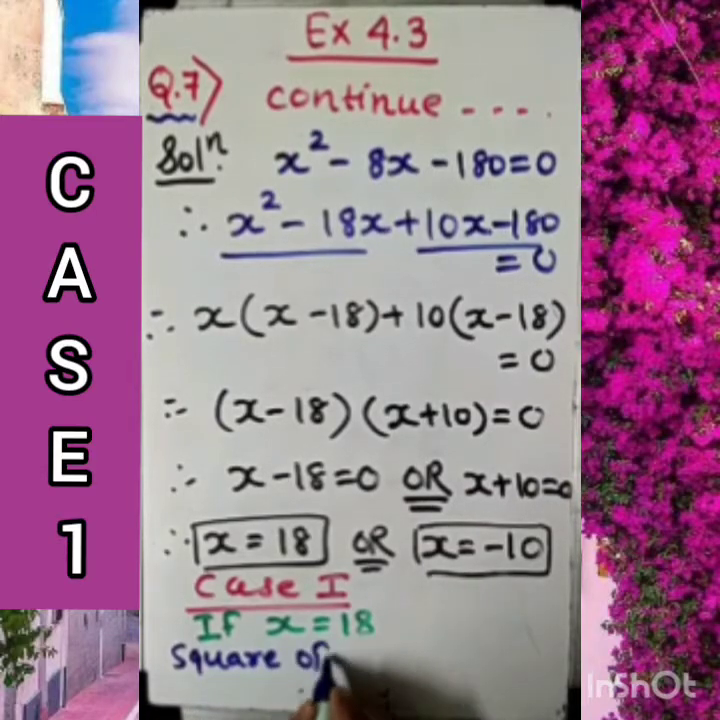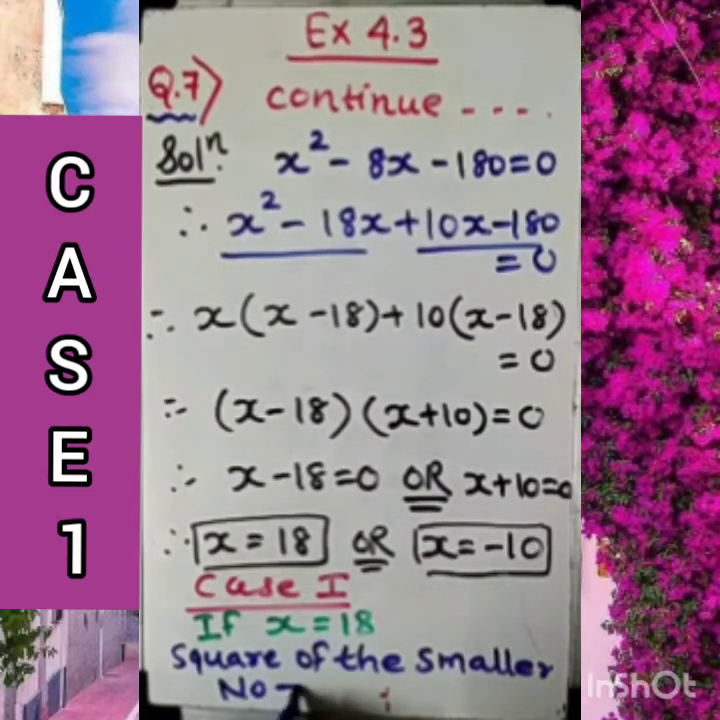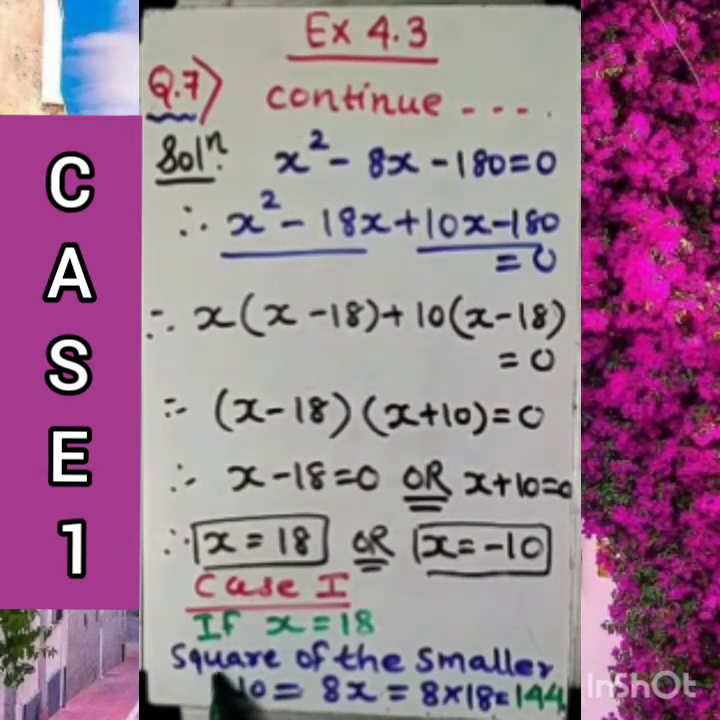Square of the smaller number, for that we have assumed 8x. So the number will be 8 into 18. What is the product of 8 with 18? It gives the result 144. The product of 18 and 8 is 144, and this is the square of the smaller number. Square of the smaller number is 144.